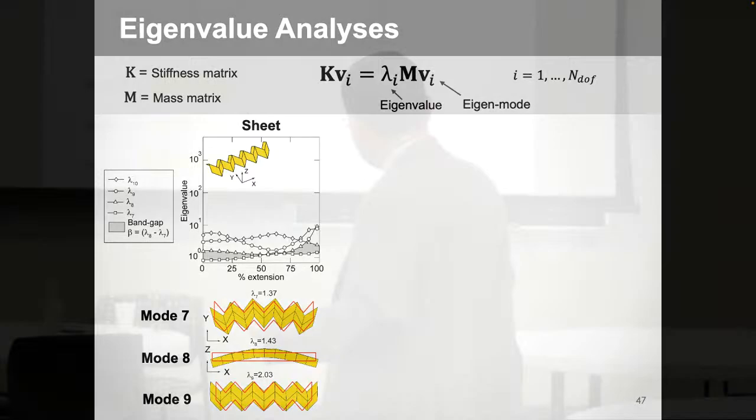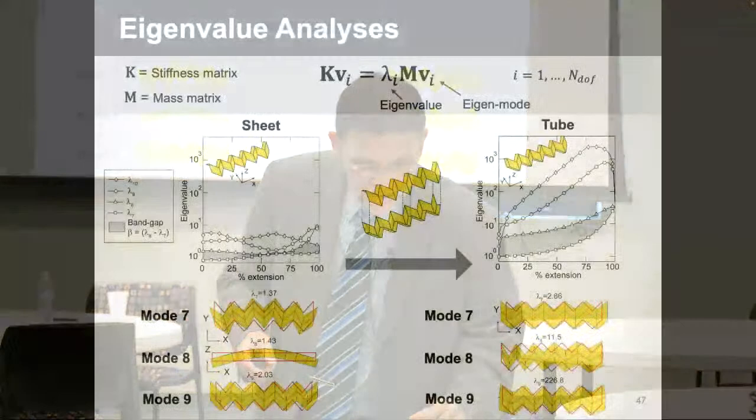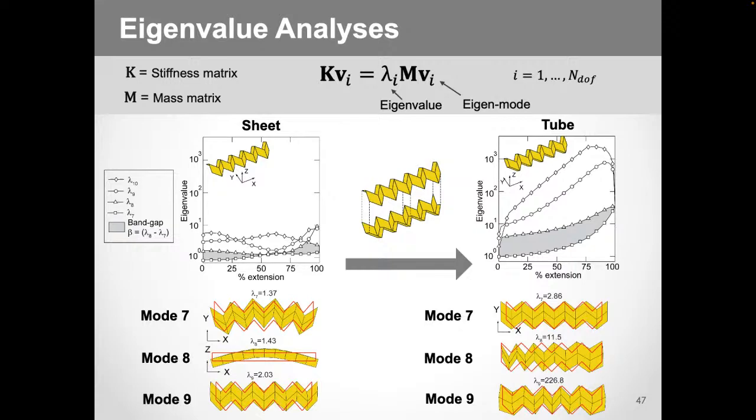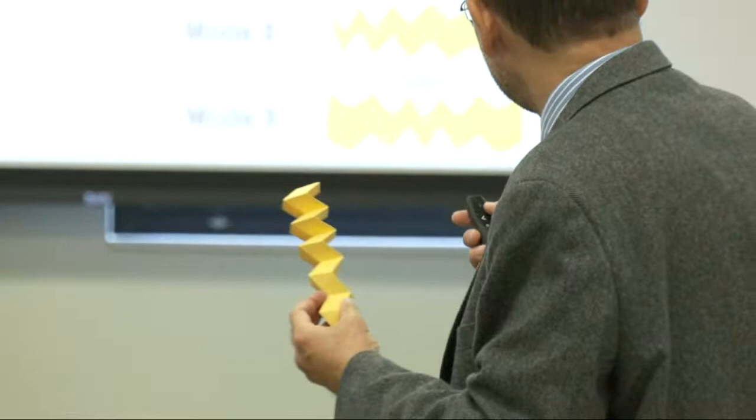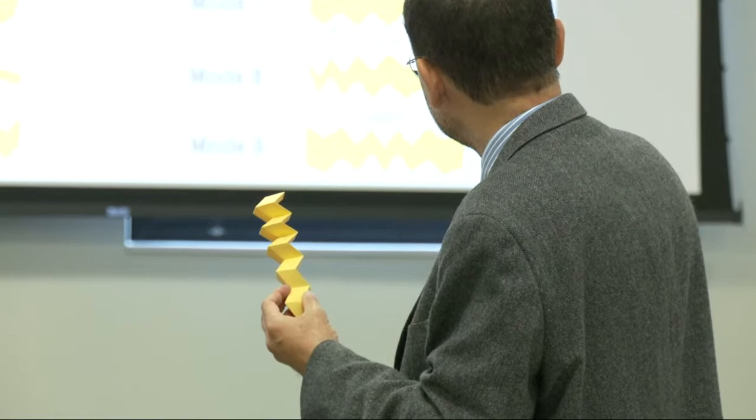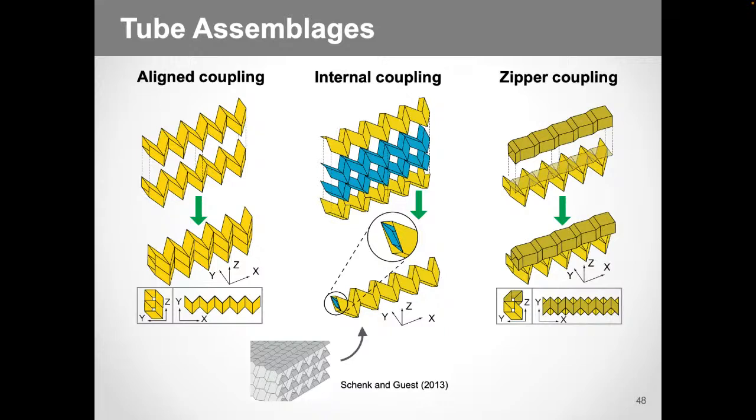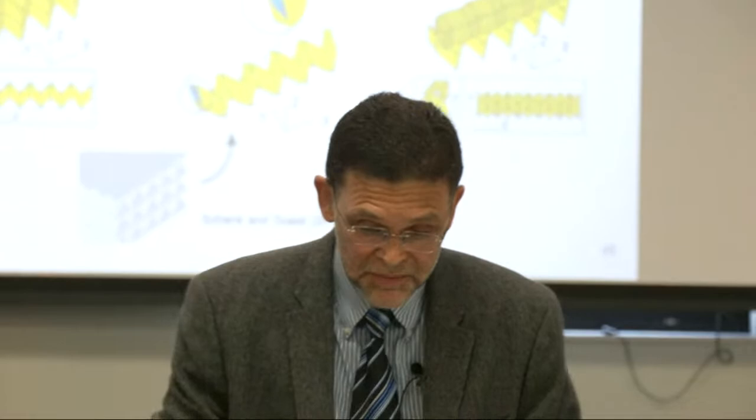But something interesting is that this is a Miura tube. When I put 2 Miura sheets together, you can see that there is a small band gap here between the first 2 modes that are illustrated there. This motivated us to look at different alignments. If I put the tubes like this, as I am showing to the camera, then this is the aligned configuration. Another possibility is to do a tube inside a tube, like this configuration that I am showing.